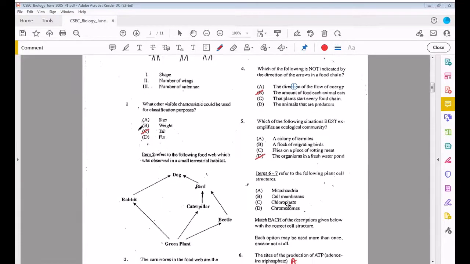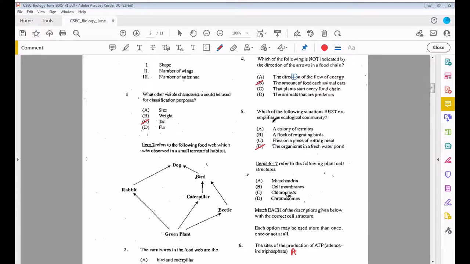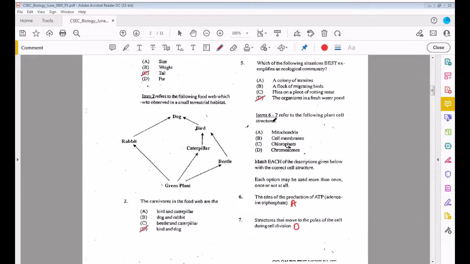4. Which of the following is not indicated by the direction of the arrows in the food chain? We're seeing this one again, so this is something that they love to bring. The answer is B, the amount of food each animal eats. 5. Which of the following situations best exemplifies an ecological community? The answer is D, the organisms in a fresh water pond.